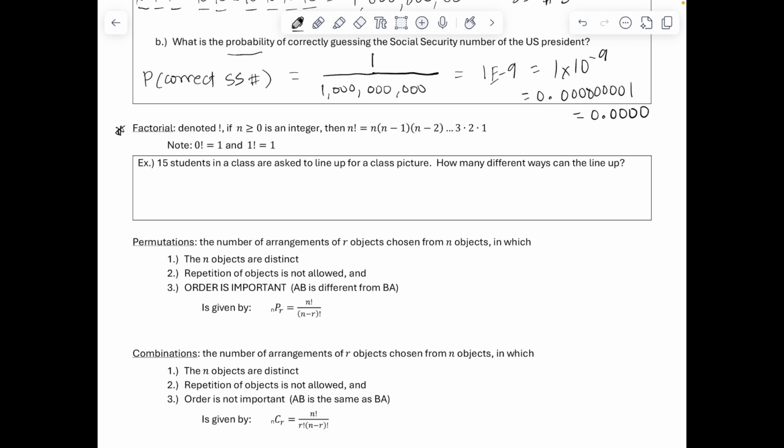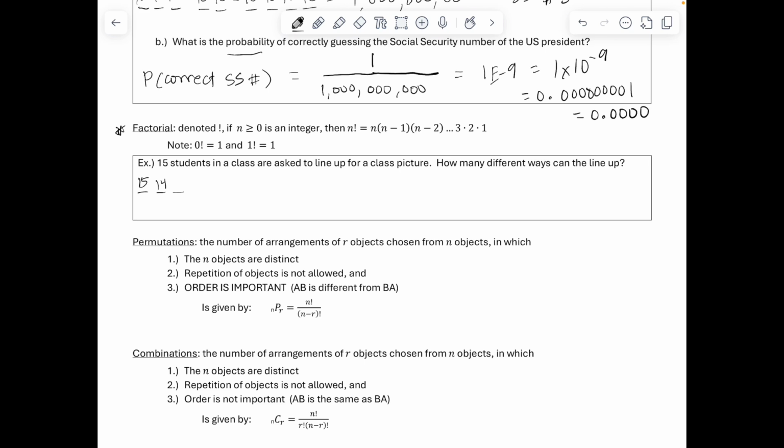So on the example right below, it says 15 students in a class are asked to line up for a class picture. How many different ways can they line up? So if you had 15 different spaces here, and I'm not going to write them all out just because that's a lot of spaces, how many students could be first in that picture? There's 15 different students that could be first. Now let's say Tommy is already standing up there and he's the first student. So now the class size is down to 14 since he's already standing up there. So 14 students can go into the next spot.